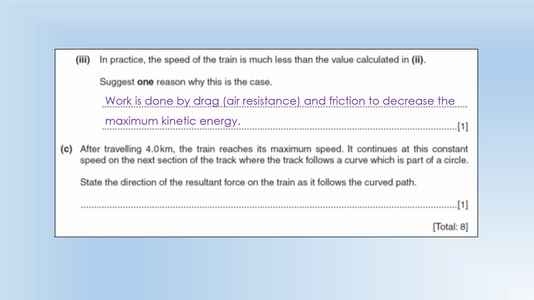After travelling 4 kilometers, the train reaches its maximum speed. It continues at this constant speed on the next section of track, where the track follows a curve which is part of a circle. State the direction of the resultant force on the train as it follows the curved path. It must be perpendicular to the train's velocity towards the centre of the circle. Those are the conditions required to be in circular motion.